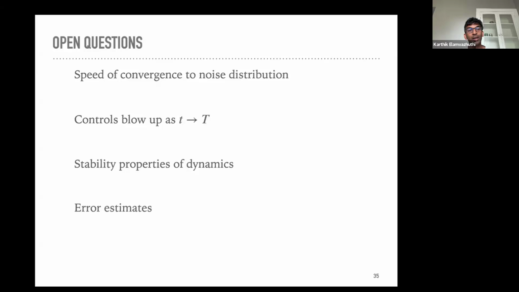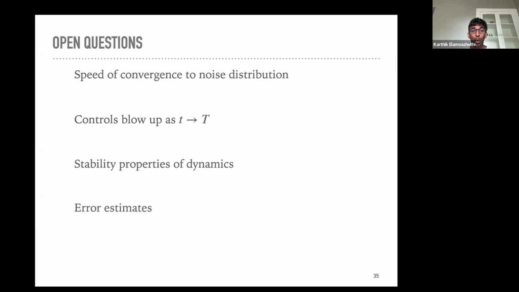There are a lot of open questions. One is about the speed of convergence to the noise distribution, which affects the performance of the controller. In machine learning, the speed of convergence just depends on the convexity of the potential, whereas in control, this is a much harder question to answer because of other aspects of the problem coming in. Another issue is implementation.